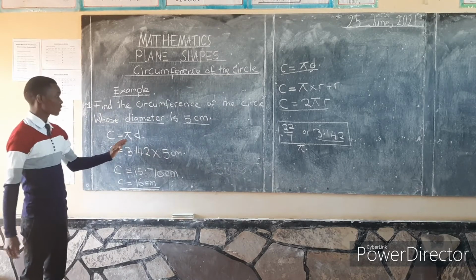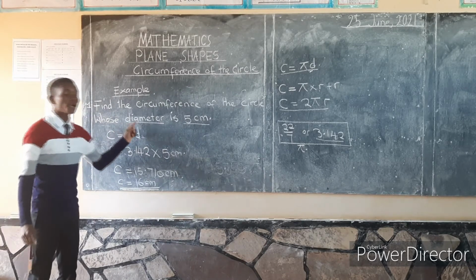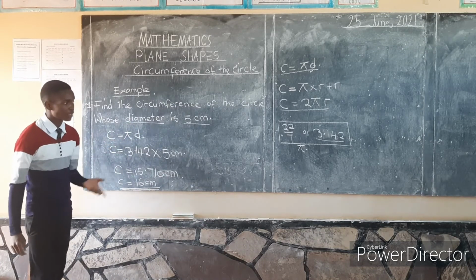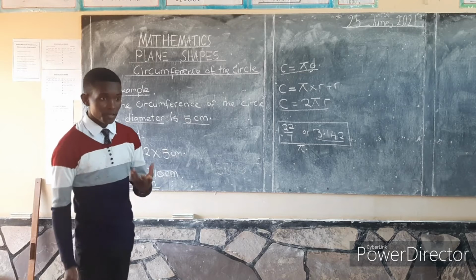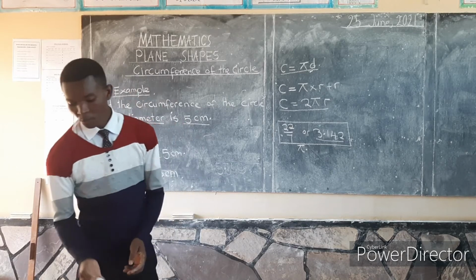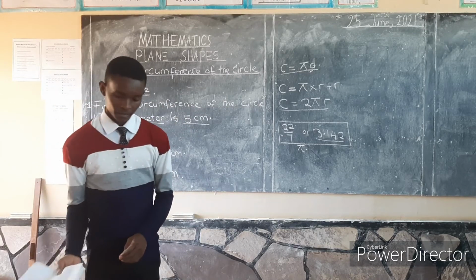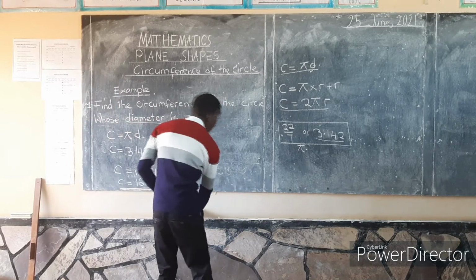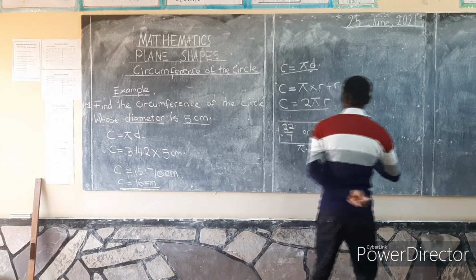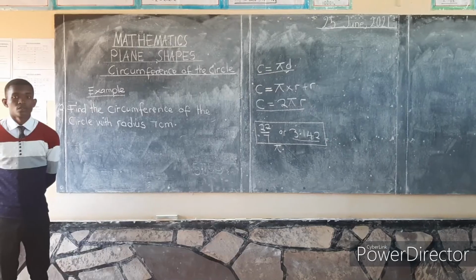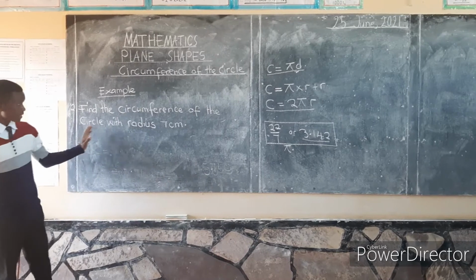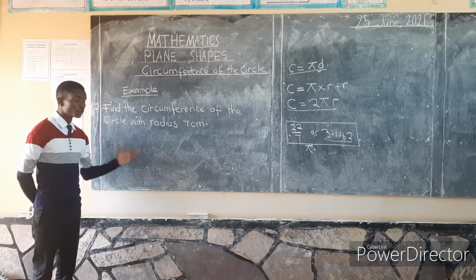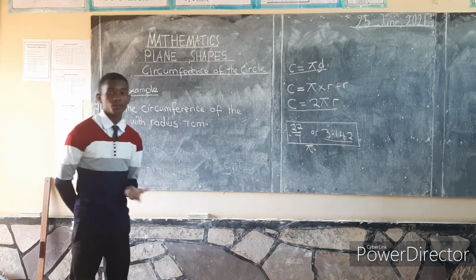So this is how we calculate when we are given the diameter, we use this formula. Now let's look at another example where we are given the radius. Example 2. Now we need to carefully look at the example. You read it through so that you understand which formula you are supposed to use.